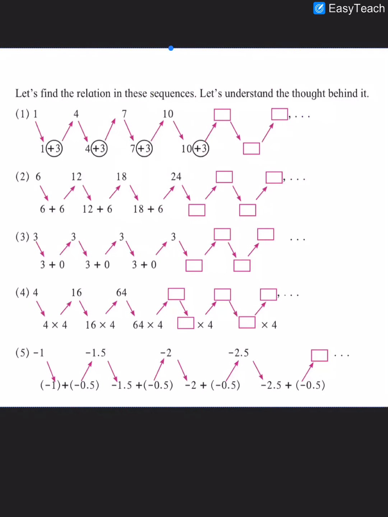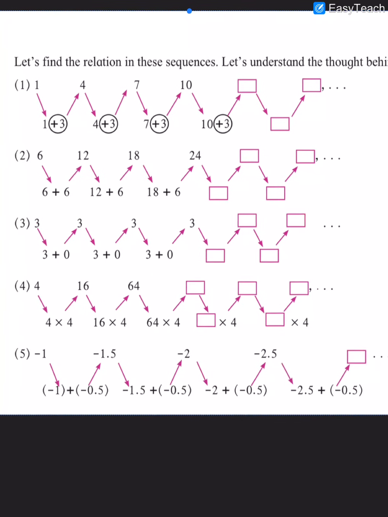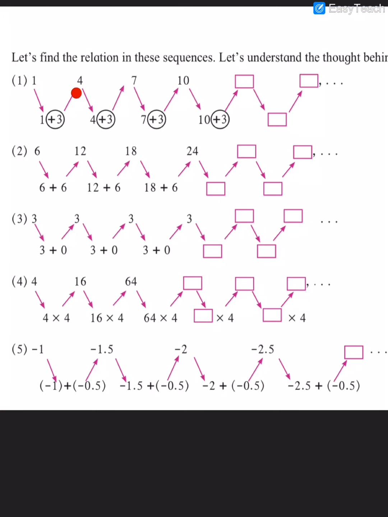Let's do that. The first sequence is 1, 4, 7, 10 and 13. The difference between 1 and 4 is 4 minus 1, which is 3. So when 3 is added to the first term we get 4. 1 plus 3 is 4.